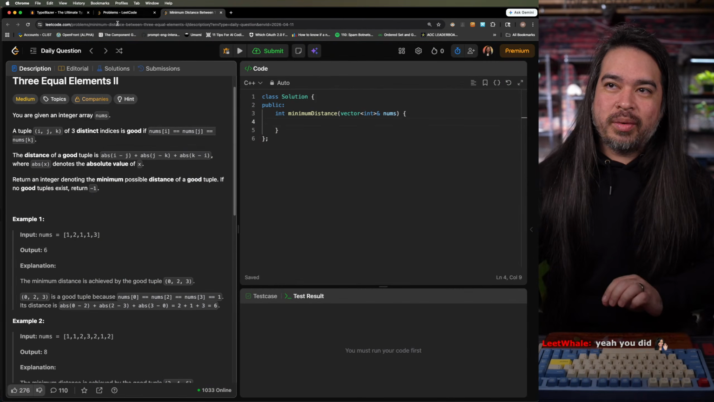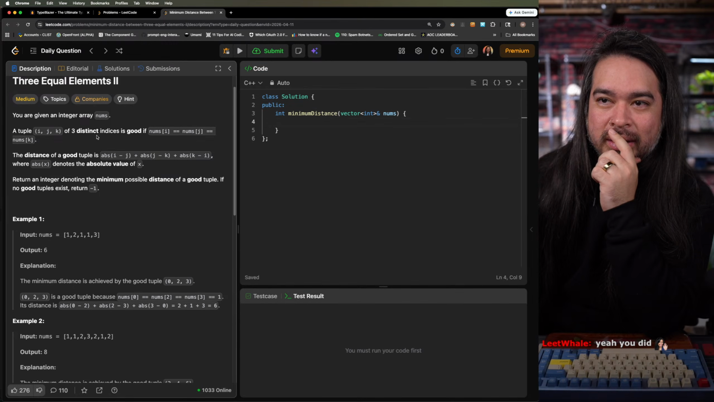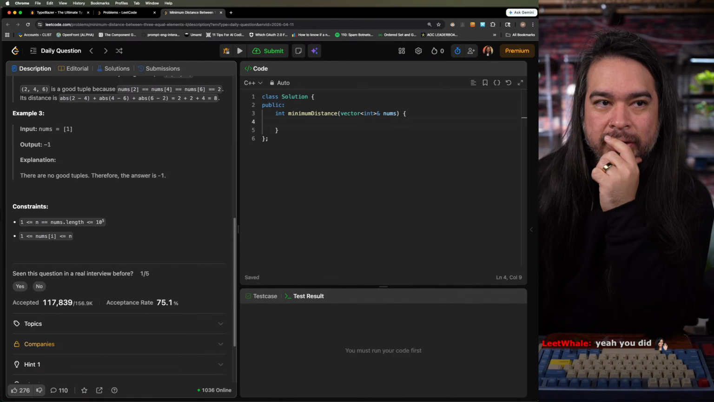Anyways, we gotta do this daily problem for LeetCode. Minimum possible distance of a good tuple. How do you do this, man?